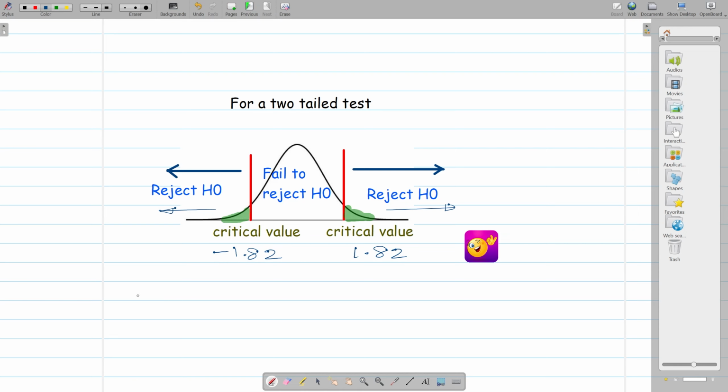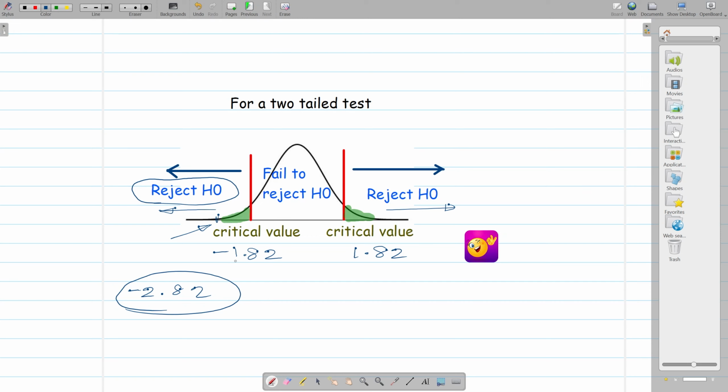Now I have a test statistic value that is minus 2.82. So this is my test statistic value. It will fall somewhere here, right? It will fall left to the minus 1.82, so it's in the rejection region. Therefore, we are going to reject the null hypothesis.